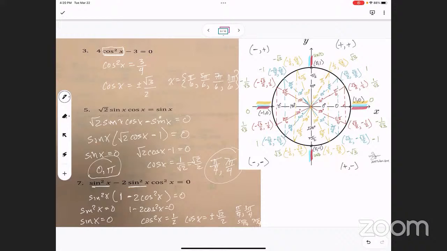And then for the sine of x, you're gonna need... where is the 0 in sine? Remember where the sine is the y? 0 in y. So that's 0 and pi again. So 0, whoops, 0 and pi. So here are your answers right there.